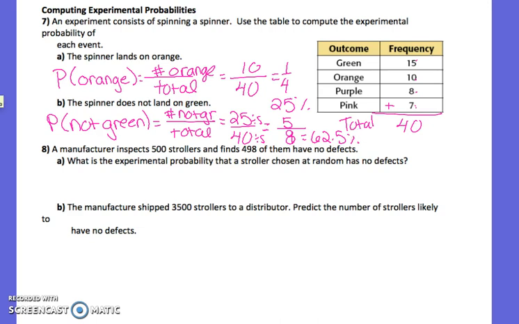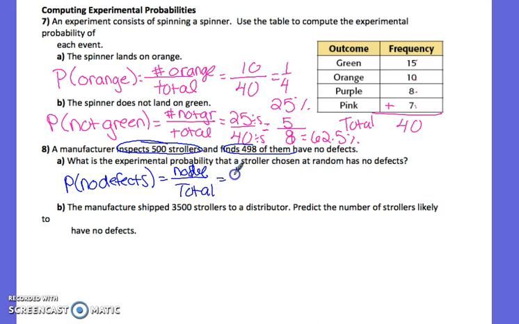Number 8, a manufacturer inspects 500 strollers, so that's my total, and finds that 498 have no defects. What's the experimental probability that a stroller has no defects? So the probability of no defects would equal no defects over your total. We know that there's 498 that have no defects over the total of 500. So we first have to simplify this fraction. Let's first just divide them both by 2.